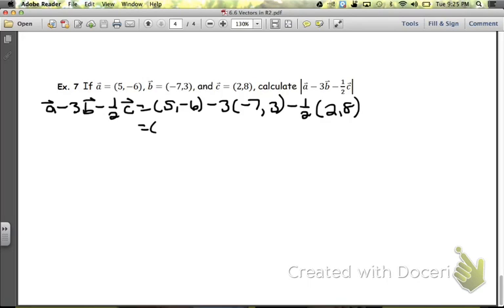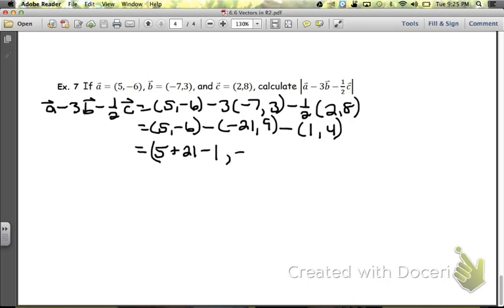So this will just be equal, let's leave our (5, -6). We're first going to multiply in our scalars. So minus, just keep the minus out there right now, just multiply by positive 3. So (-21, 9), and then minus (1, 4). So now collect all of your x, right? So 5 plus 21 minus 1, and then negative 6 minus 9 minus 4. We're just going to get the point here, (25, -19).